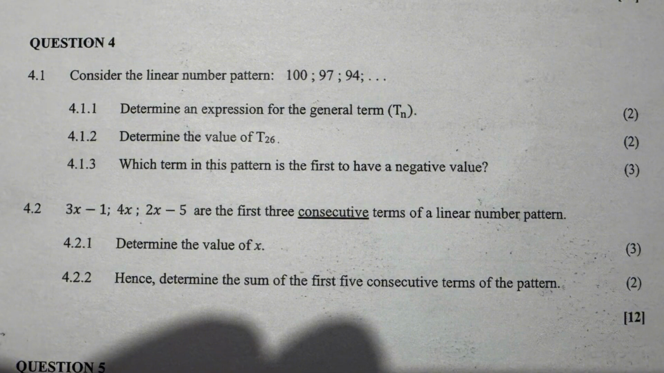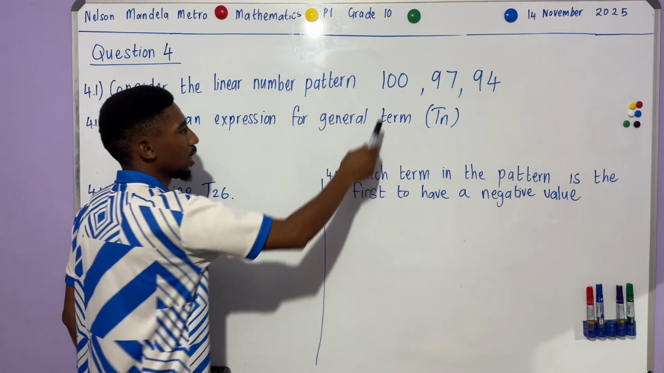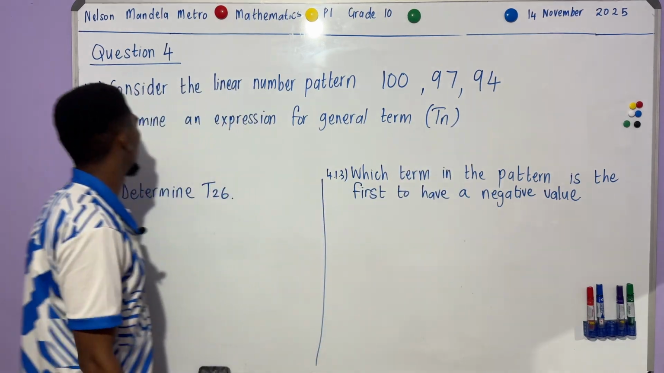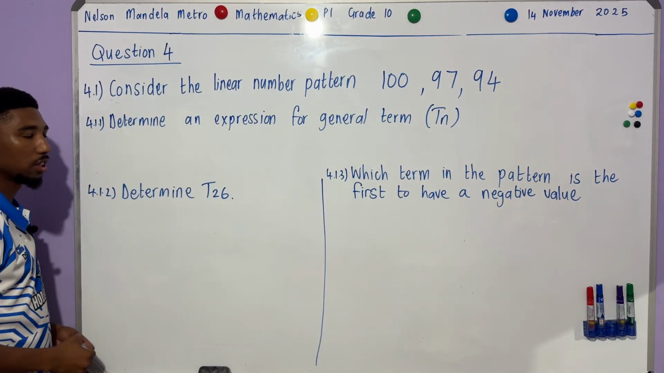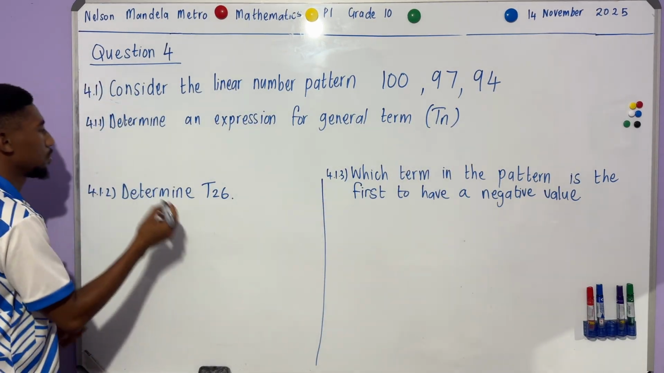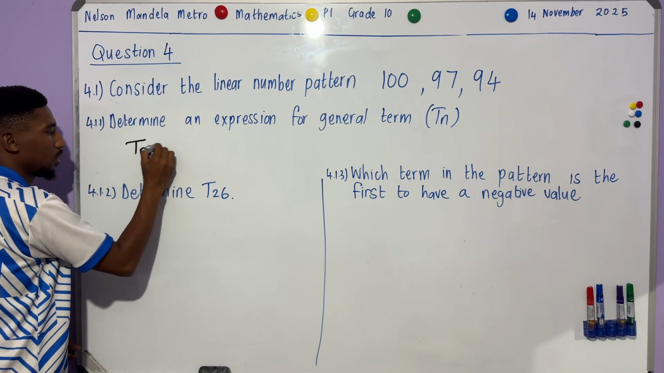Right, let's have a look at question 4. Question 4 says, consider the linear number pattern here: 100, 97, 94. Determine an expression for the general term. Now this is quite simple. The general term is Tn equals.